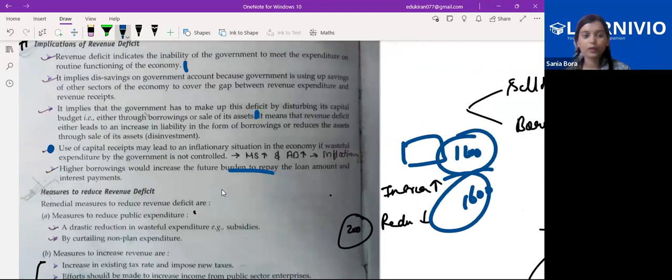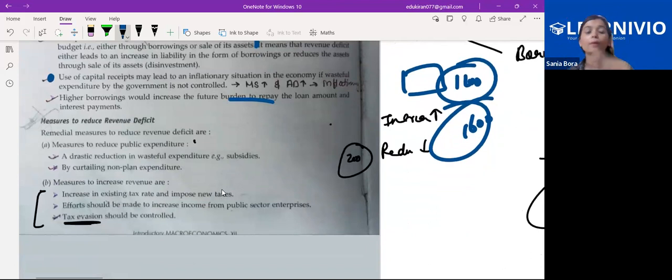Okay. Now, measures. Now you have to control the revenue deficit. So what can you do? First of all, reduce the revenue deficit. First, reduce the public expenditure. Wherever the government is spending money, reduce it.